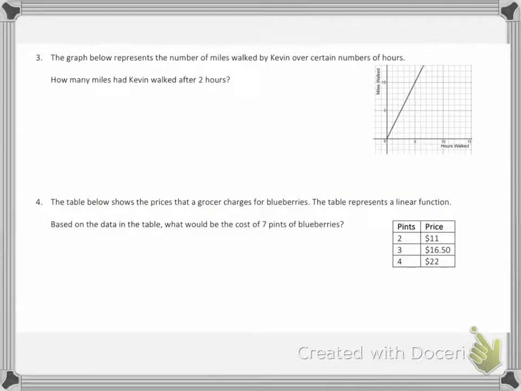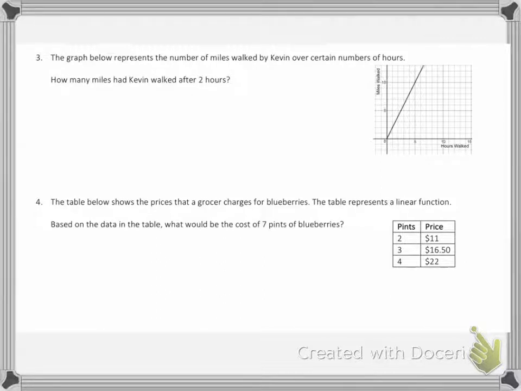These next couple of problems are still related to linear functions, but not necessarily looking at equations. Instead, we're going to interpret a graph and a table, as you can see here in numbers 3 and 4. Looking at number 3, the graph below represents the number of miles walked by Kevin over a certain number of hours. How many miles had Kevin walked after 2 hours?